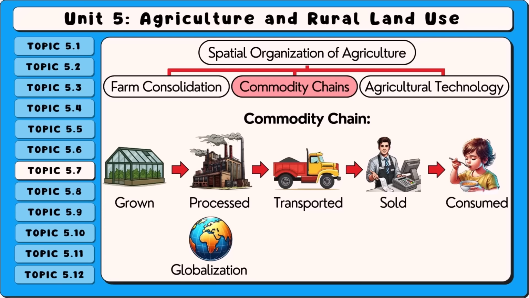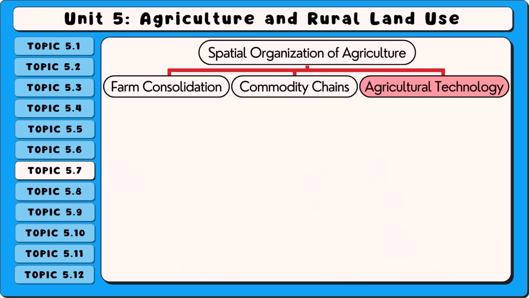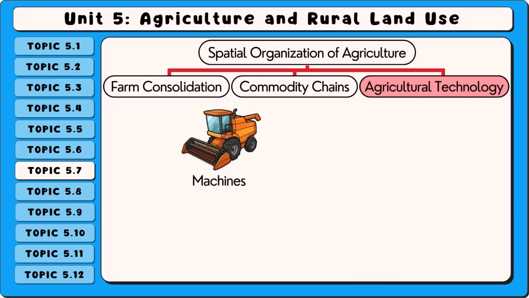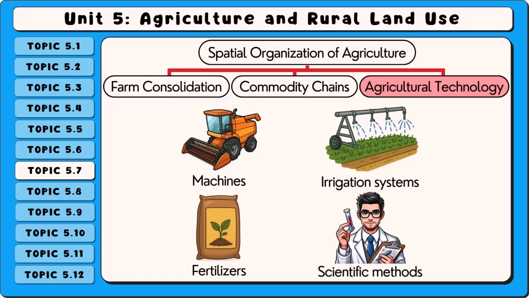Commodity chains emerged because globalization facilitated more trade, and at the same time, cities needed to find a way to reliably source food in order to feed growing urban populations. Our third big change has been the advancement in agricultural technologies. New machines, irrigation systems, fertilizers, and scientific methods have allowed farmers to grow more food using less labor.